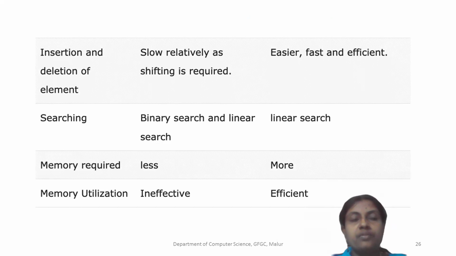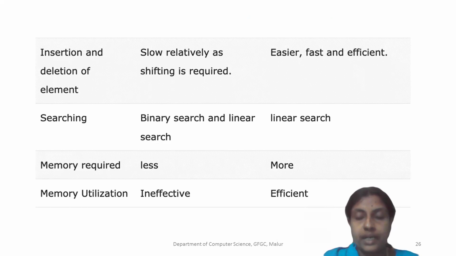And some more differences we have to see. Insertion and deletion of elements is slow in arrays when compared to linked list, where easier and efficient insertion and deletion is possible. Searching: in arrays, binary search and linear search options are possible, but in linked list only linear search. Memory required is less in array, but memory requirement is more in linked list. We need to accept that, even though the performance is good, memory requirement for linked list is more. Whenever they ask the disadvantage of linked list, the space, memory requirement is more. That is the main disadvantage of linked list.